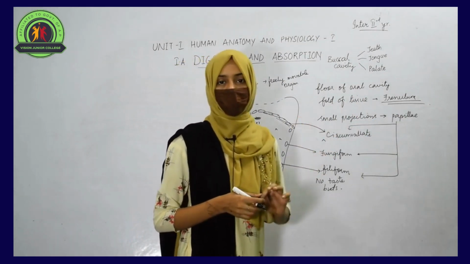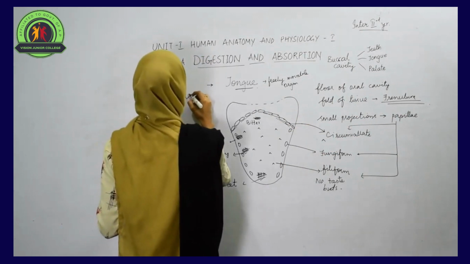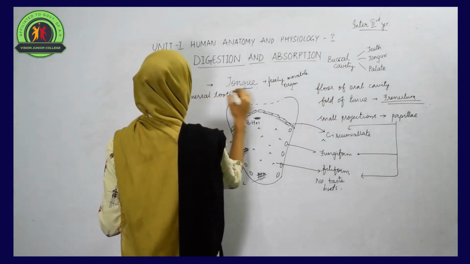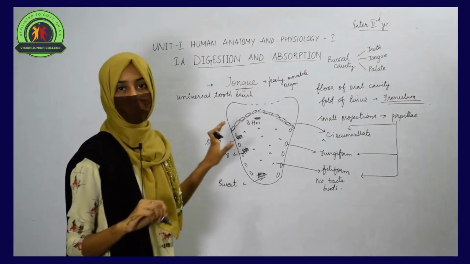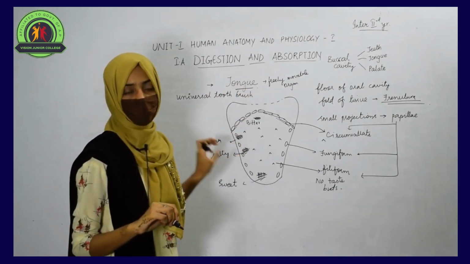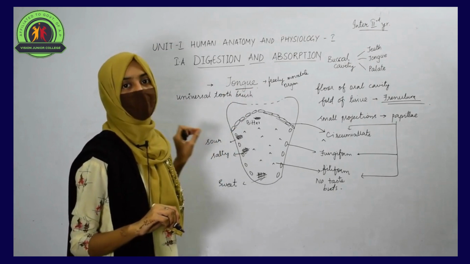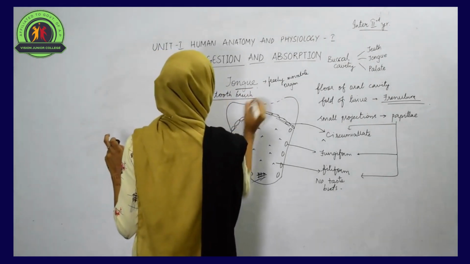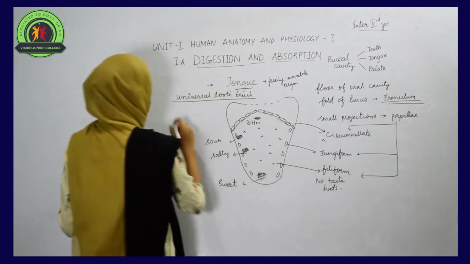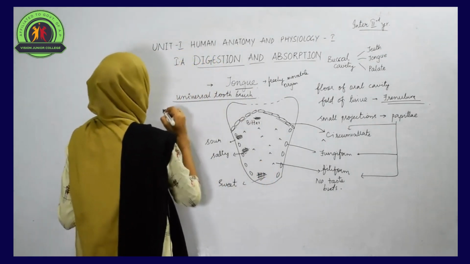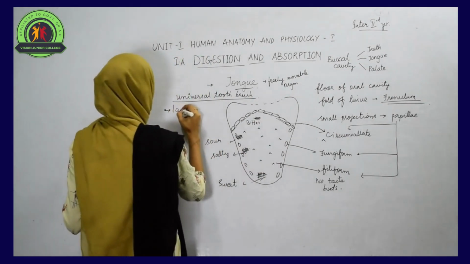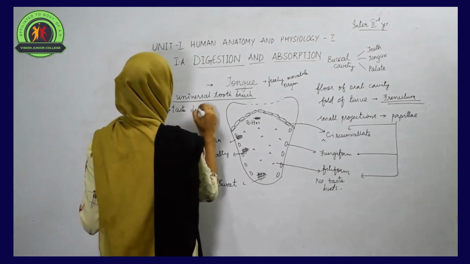And the tongue is an organ which is called the universal toothbrush, and we call the tongue the universal toothbrush by looking at its function. So let us see what are the different functions of the organ tongue. Tongue is an organ which helps us to detect the taste. So it helps in taste detection.